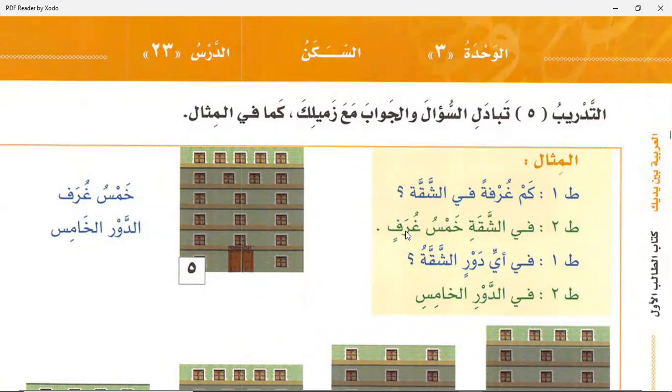Then the other question, why we are using kasra here? So again, from 3 to 10, we use kasra with the madud, with the plural word, from 3 to 10 only.